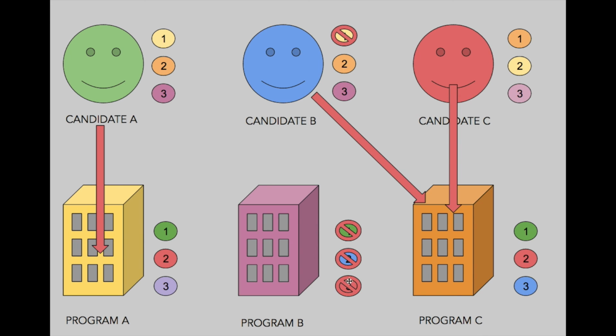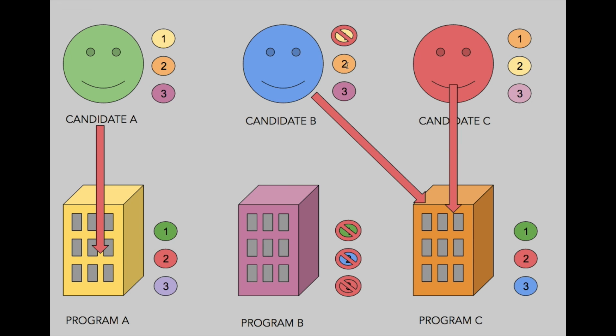And so Program B is going to have to go further down their rank list in order to find their residency candidates. The point is that even though Program B wanted the same things as Program C, and Program B and Program C had very similar rank lists, it doesn't matter what the programs want. It matters what the candidates want.